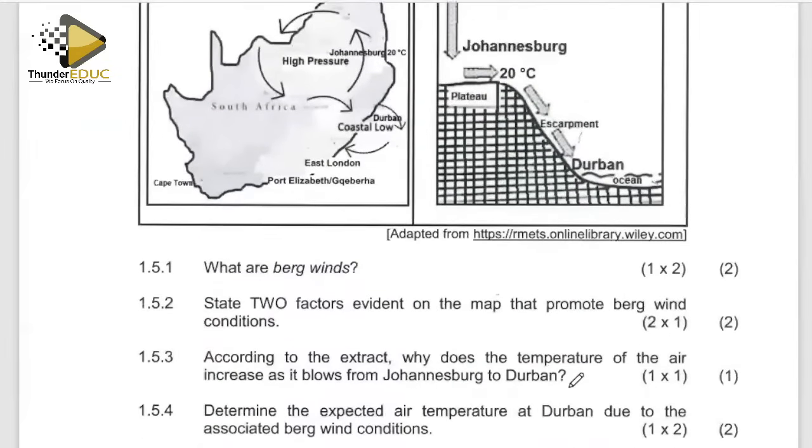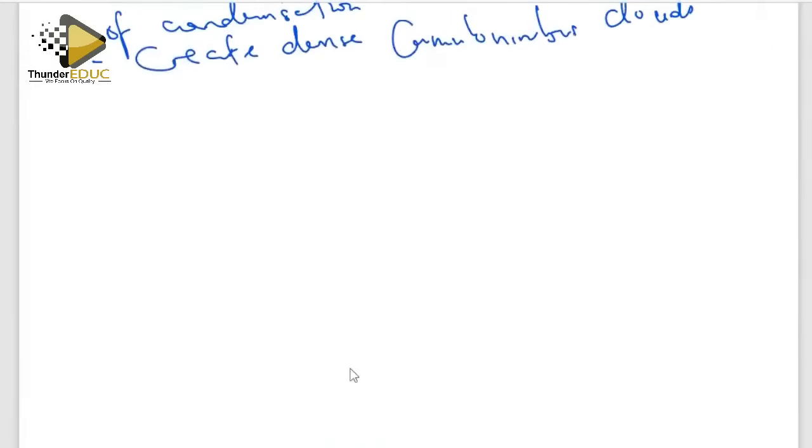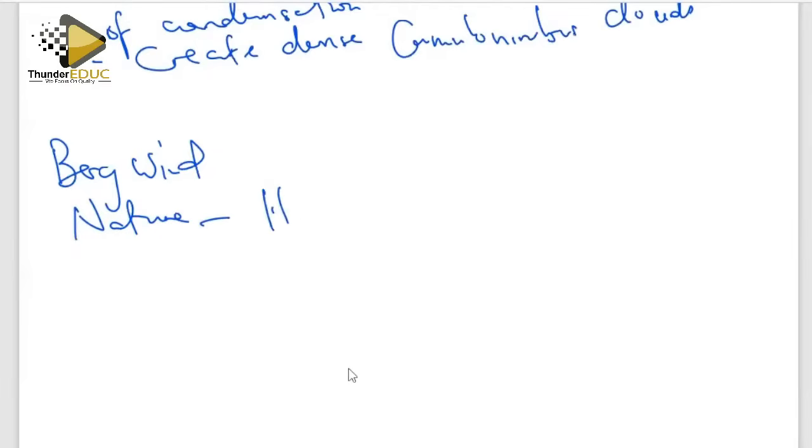What are Berg winds? Right, when you are describing the Berg winds here, or when you are ultimately giving a description, we need to address the basics of the idea of Berg winds. Right, when you talk of Berg winds, we are saying, what is the nature of the winds? In terms of nature, we are saying these are hot, dry, gusty winds. They are hot and they are dry, meaning to say they don't have moisture, and they are gust winds, meaning to say they will be strong winds.